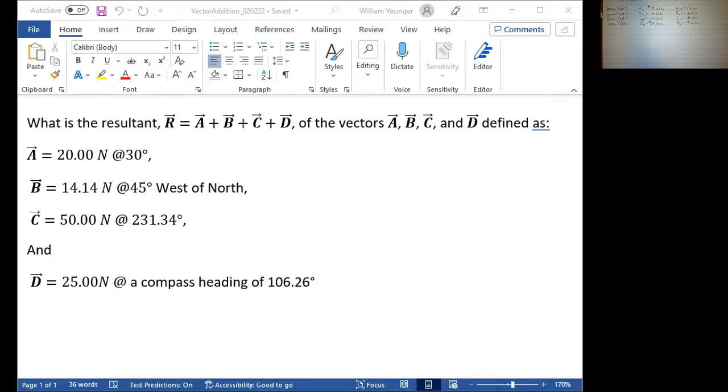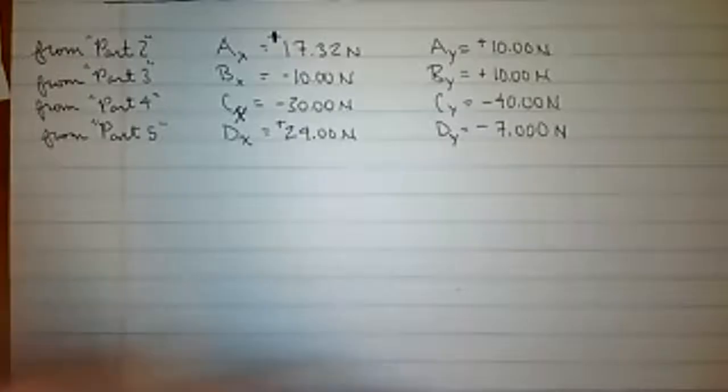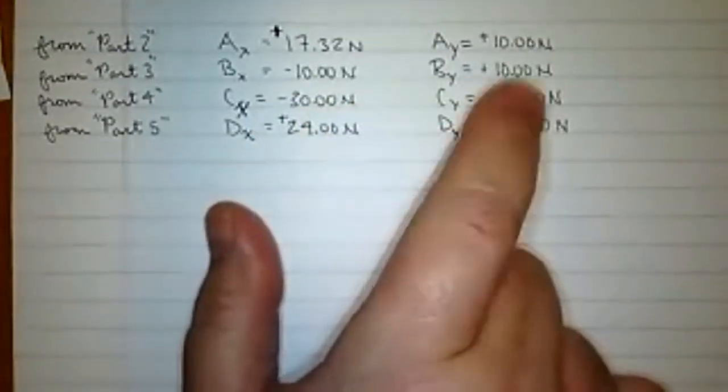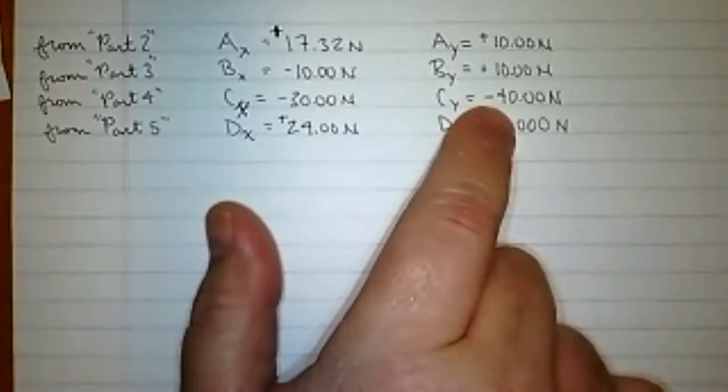But smaller. So we expect probably -40 for the y component and -30 for the x component. So let's check and see if that's what we got. I'm going to stop sharing. It does in fact say cx is -30 and cy is the bigger of the two, -40. So that makes some sense.